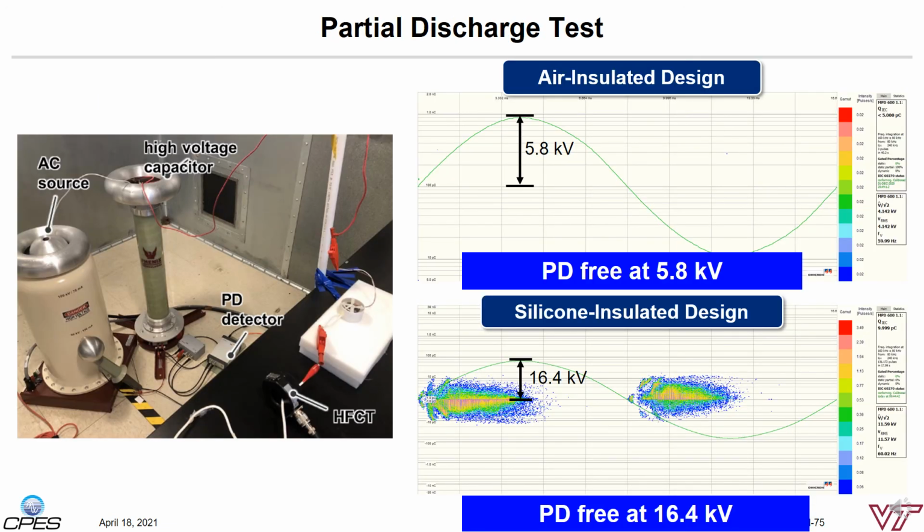This page shows the partial discharge test of two versions of the receiving circuit. For the air insulation version, the PD-free voltage reaches close to 6 kV. And for the solid insulation version, the PD-free voltage reaches above 16 kV peak value. For both versions, the high power test or the breakdown voltage level is over 25 kV.